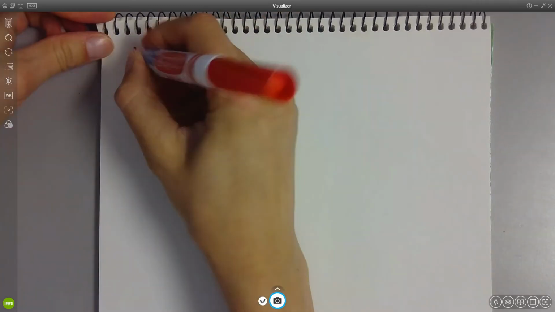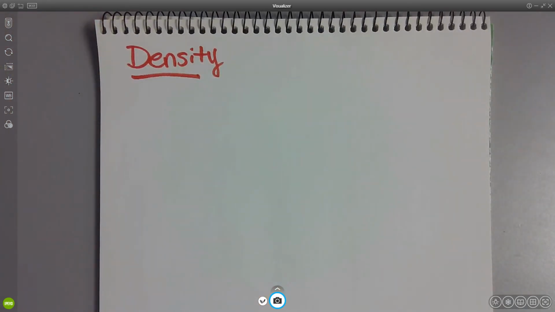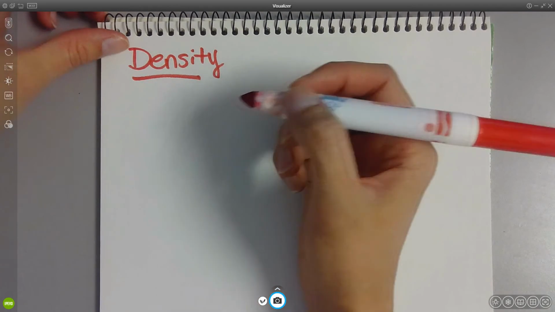Okay. So today we're going to talk about some notes, and I'm going to call these notes density. Whenever we talk about density, there's just a couple of things that we always measure.